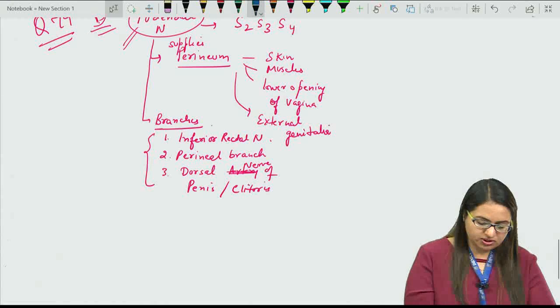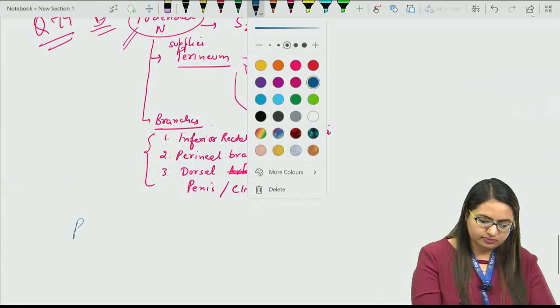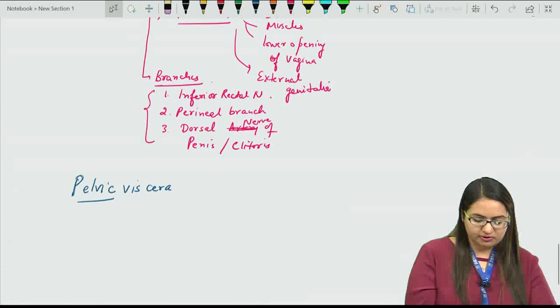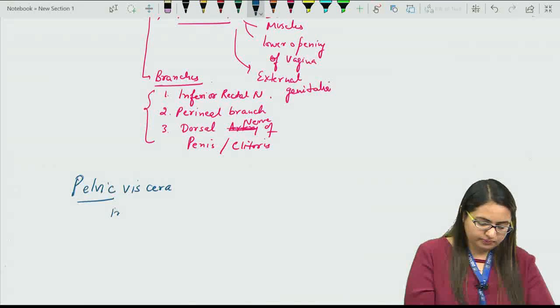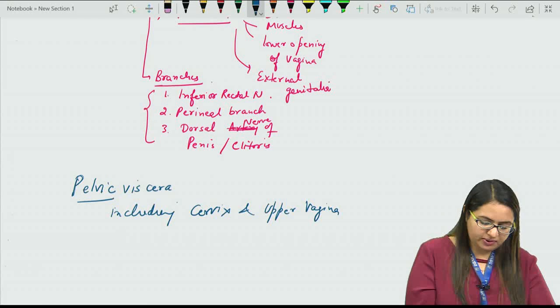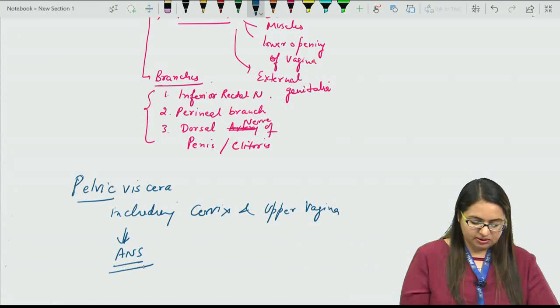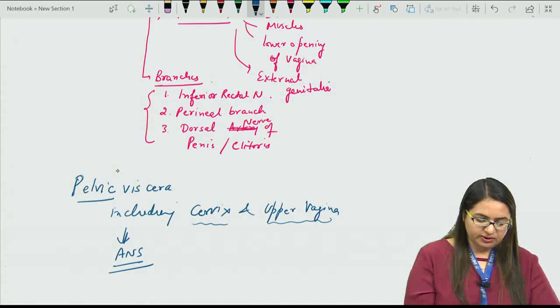Now the pelvic viscera, the whole of the pelvic viscera, including the cervix as well as the upper part of the vagina, is supplied by the autonomic nervous system. The sympathetic supply is by the lumbar nerves and the lumbar splanchnic nerves, and the parasympathetic supply is by the nervi erigentes. They will be supplying the cervix as well as the upper vagina.